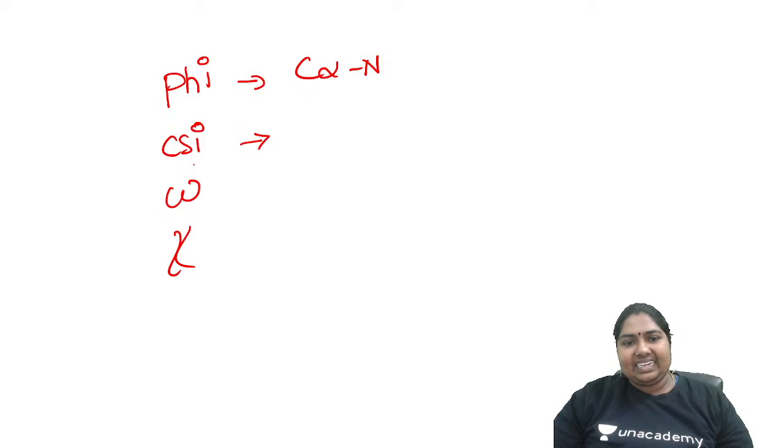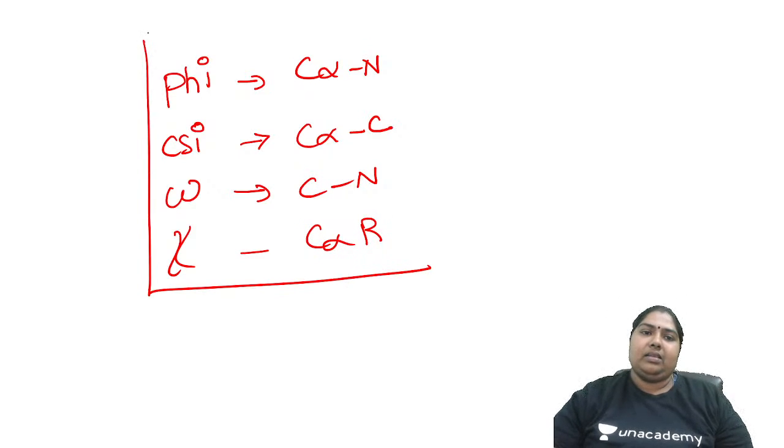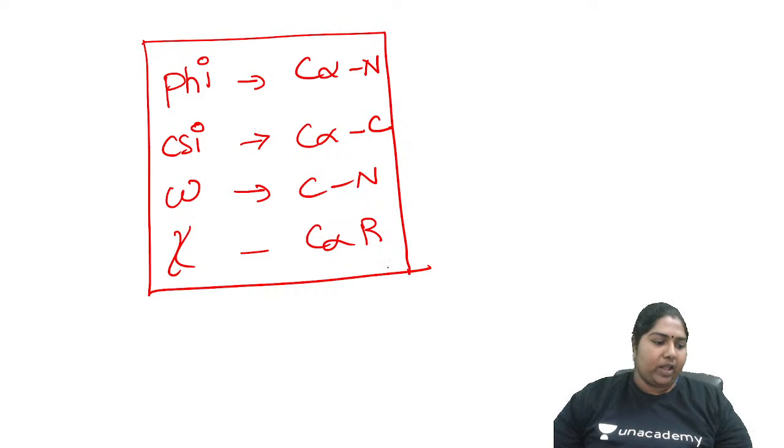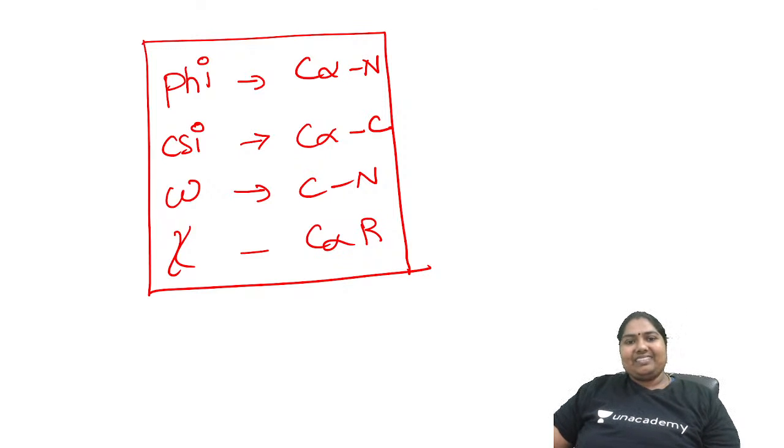So this is a very boring angle, C alpha and C. This is going to be between C and N. This is going to be C alpha and R. Okay, so now all the angles are thorough to everybody in the class. Everybody got clarity on these bond angles? Anybody who is having any doubts on this, please do let me know. Is it all clear? Yes.